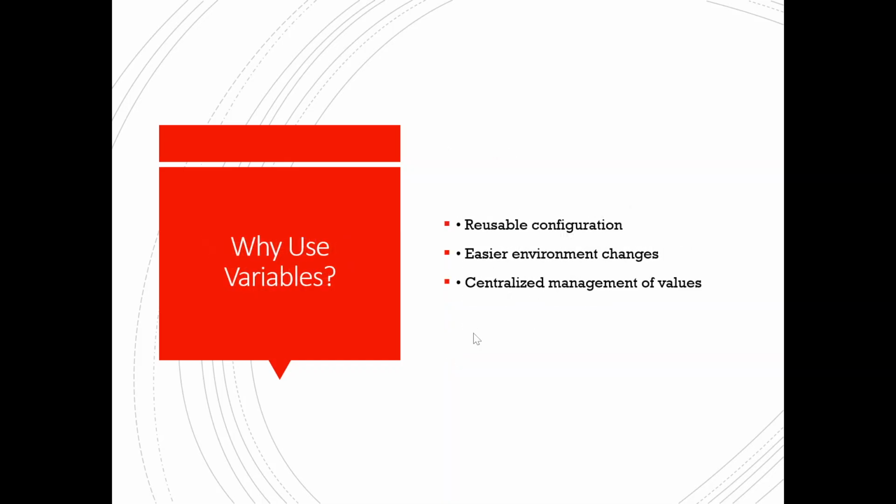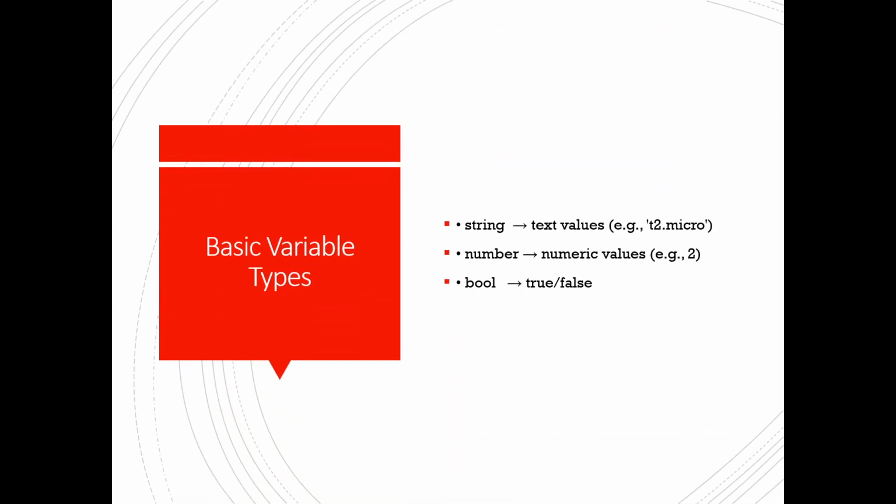Now in the next slide we see basic variable types. Terraform supports three primitive variable types: string, number, and boolean. String is used for text, like the region name or the AMI ID. Next we see number. Number is used for numeric values like instance count or disk size. After that, boolean. Boolean is used for true or false flags, for example, enabling or disabling monitoring.